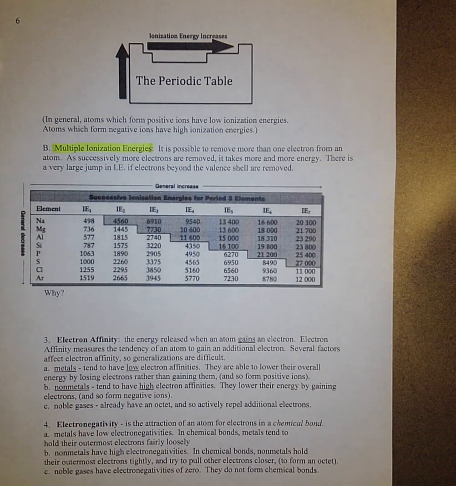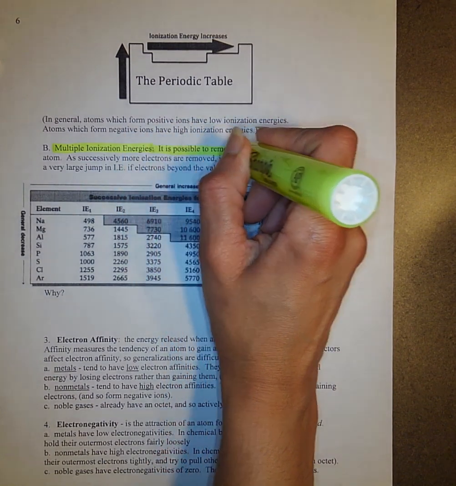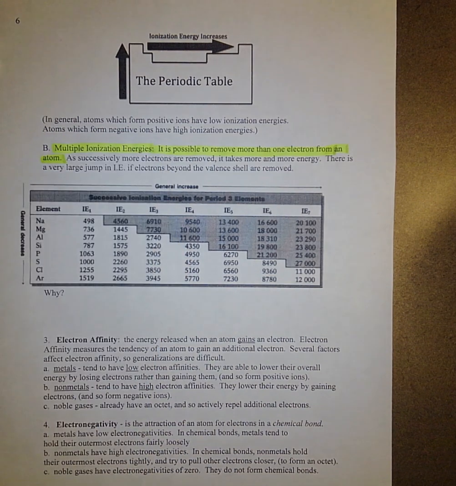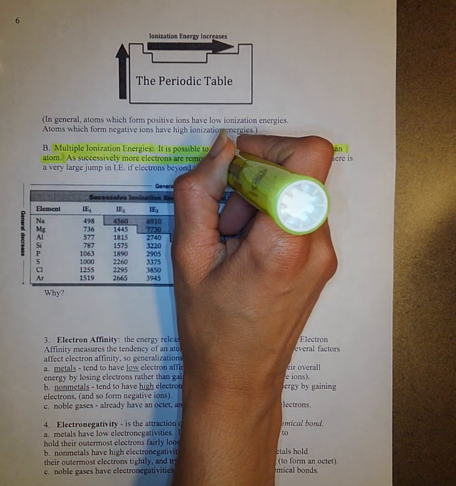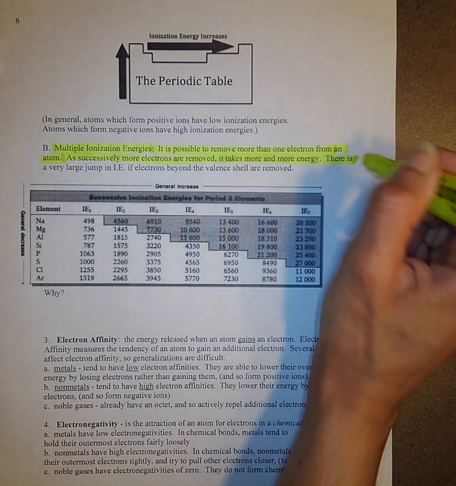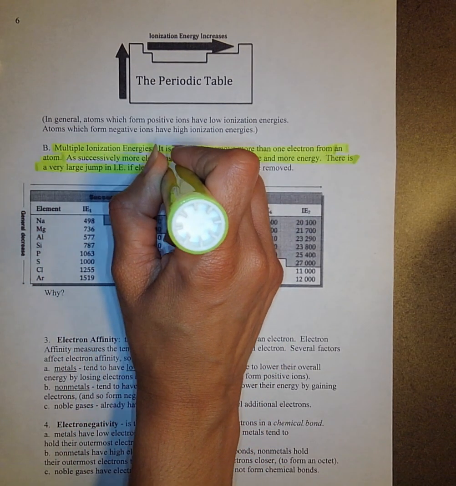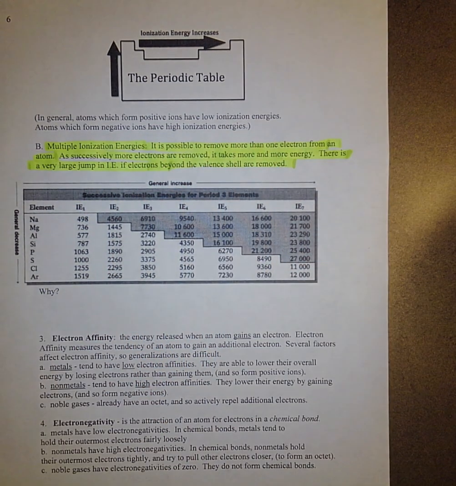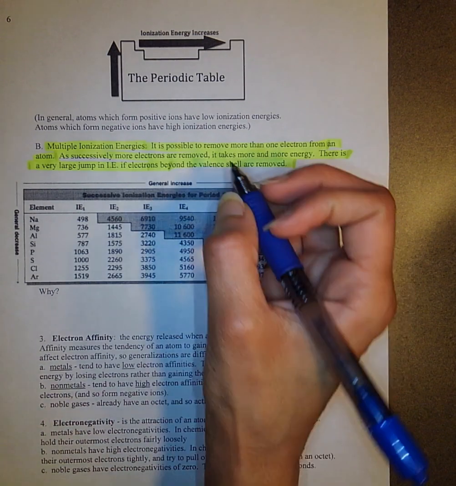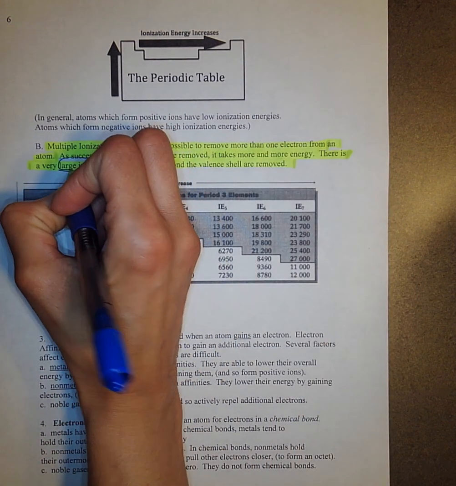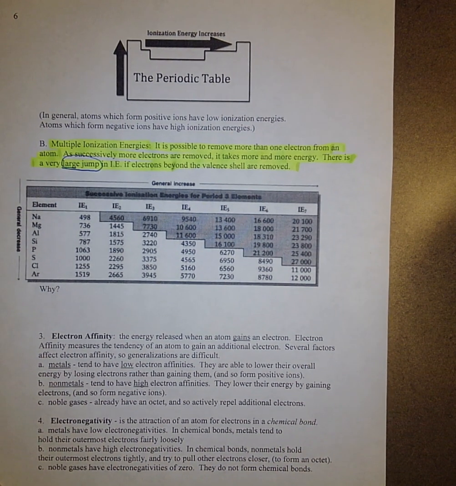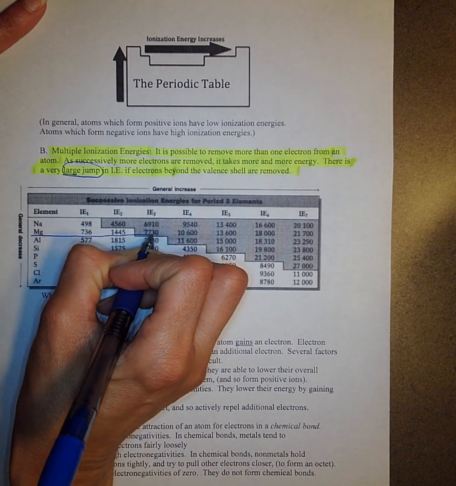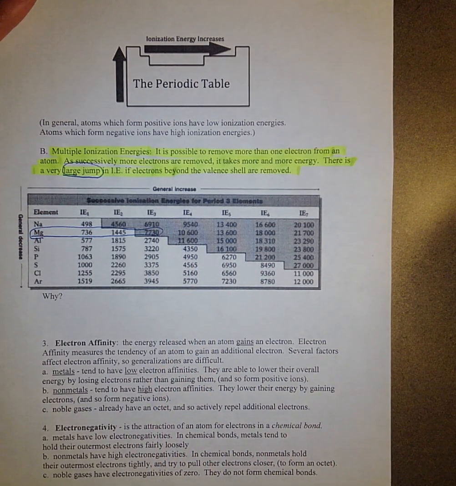Multiple ionization energy. It is possible to remove more than one electron from an atom. As successively more electrons are removed, it takes more and more energy. There is a very large jump in ionization energy if electrons beyond the valence electrons are removed. That is very true, it's a very large jump, so underline that, circle that. If we look at this, let's look at magnesium right here. Circle that, because that's what we're going to be looking at.